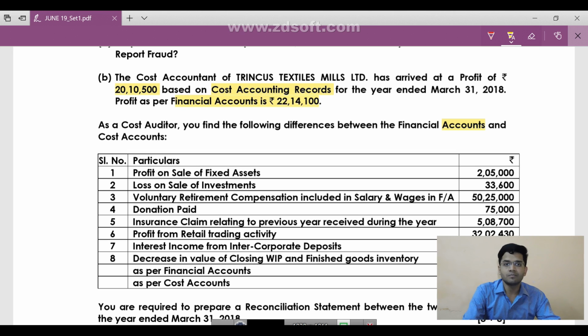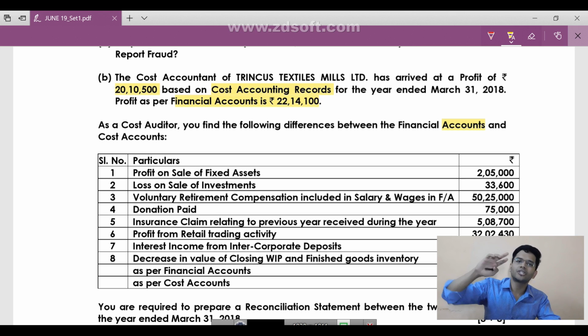Now the question arises, sir, should we take costing profit first, should we take financial profit first, or is it okay to take either of them? Guys, the answer is very clear. The annexures to the cost audit report clearly state a format in which the profit reconciliation statement should be prepared, and according to that format, costing profit is to be taken in the first place.